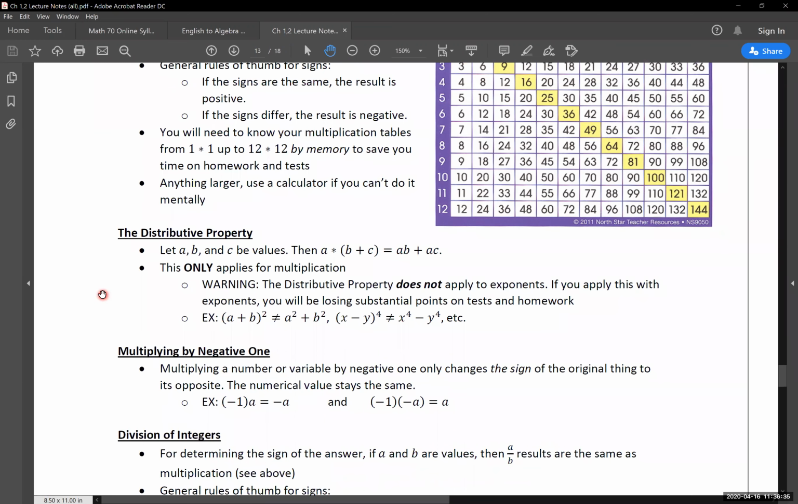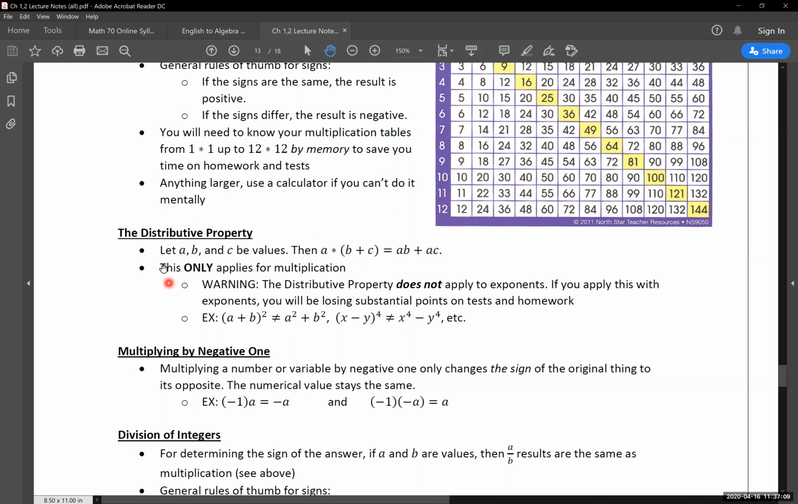So going into the distributive property, we already worked with this a little bit, but again, it should be a bit of a review here. We're going to let A, B, and C be values, whatever they are, positive, negative, whatever. Then if I have A times the quantity B plus C, this A is going to distribute through to each term that we have in here. And my result is going to be A times B, whatever number that would be, plus A times C, whatever number that would be.